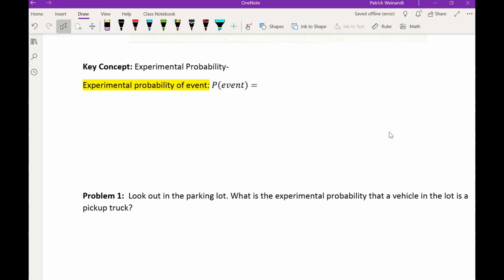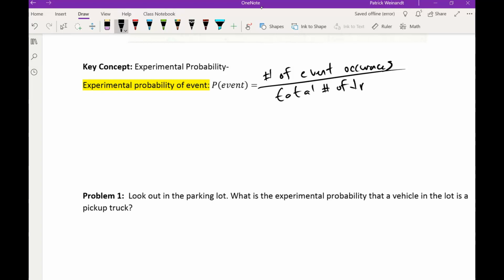The experimental probability of an event, and a lot of times you'll see the probability of an event in parentheses, whatever the event is, is given by taking the number of event occurrences, the number of times that event occurs, over the total number of trials. Okay, that's an experimental probability.